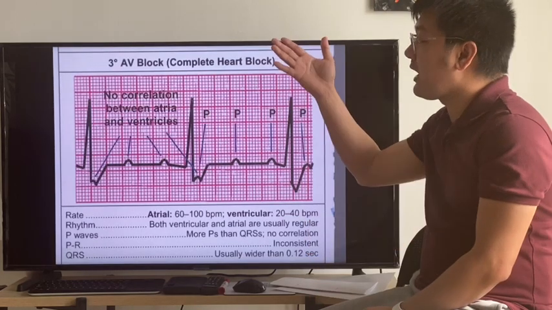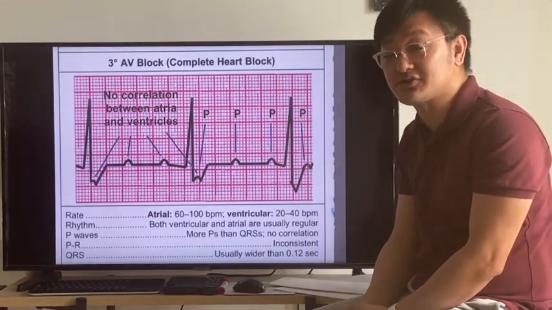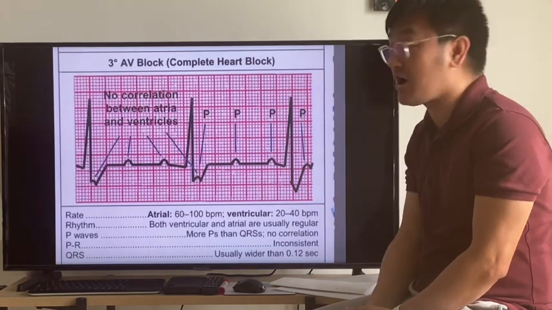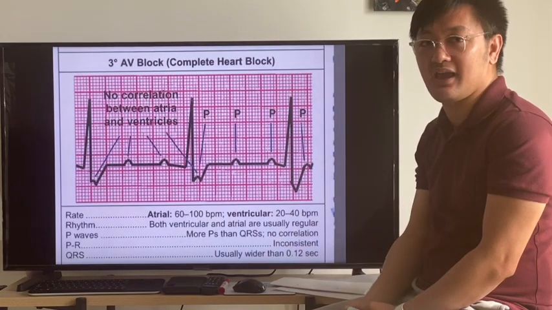That is why among the AV blocks, your third degree AV block is the most serious because this is your complete heart block. Can you follow? This is the most serious among the AV blocks.